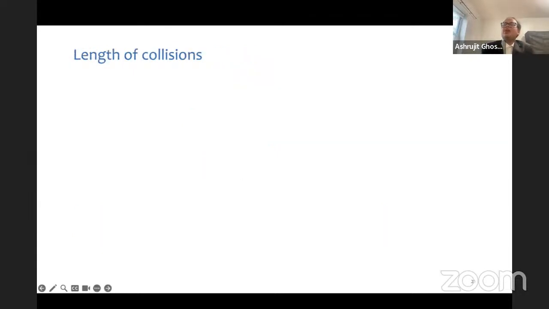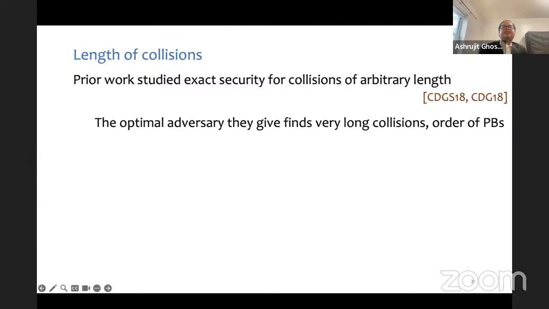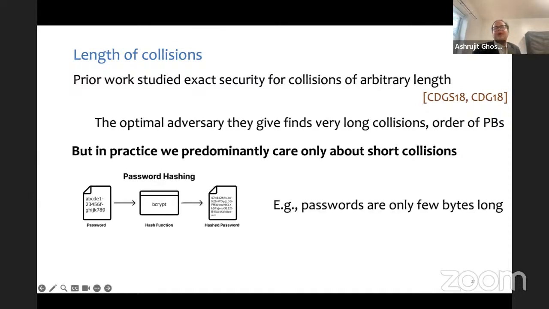In most prior work, the exact security of collision resistance of SHA had been studied for collisions of arbitrary length. In particular, they gave an adversary showing that their guarantees are exact, but their adversary finds collisions that are huge, on the order of petabytes long. Such collisions are not of a lot of use to an adversary, even if it finds it. In practice, we predominantly care about an adversary not being able to find much shorter collisions. For example, passwords are only a few bytes long.